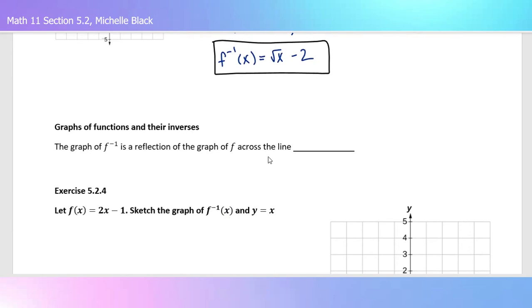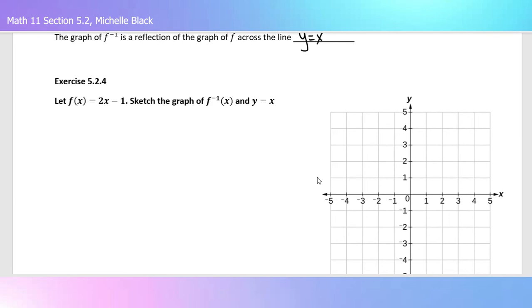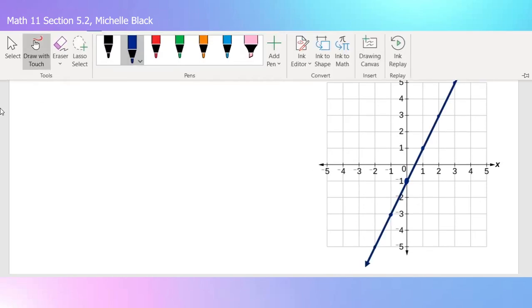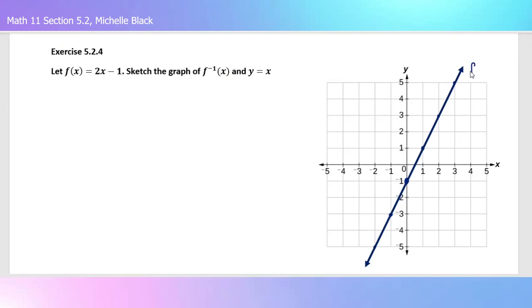Graphs of functions and their inverses. The graph of f inverse is a reflection of the graph of f across the line y equals x. So exercise 4, let f of x equal 2x minus 1, and we want to sketch the graph of f inverse. Well, let's start by just graphing 2x minus 1. We've done graphs of lines many times now, so this has a y-intercept at negative 1 and a slope of positive 2. All right, so here's our line f of x.